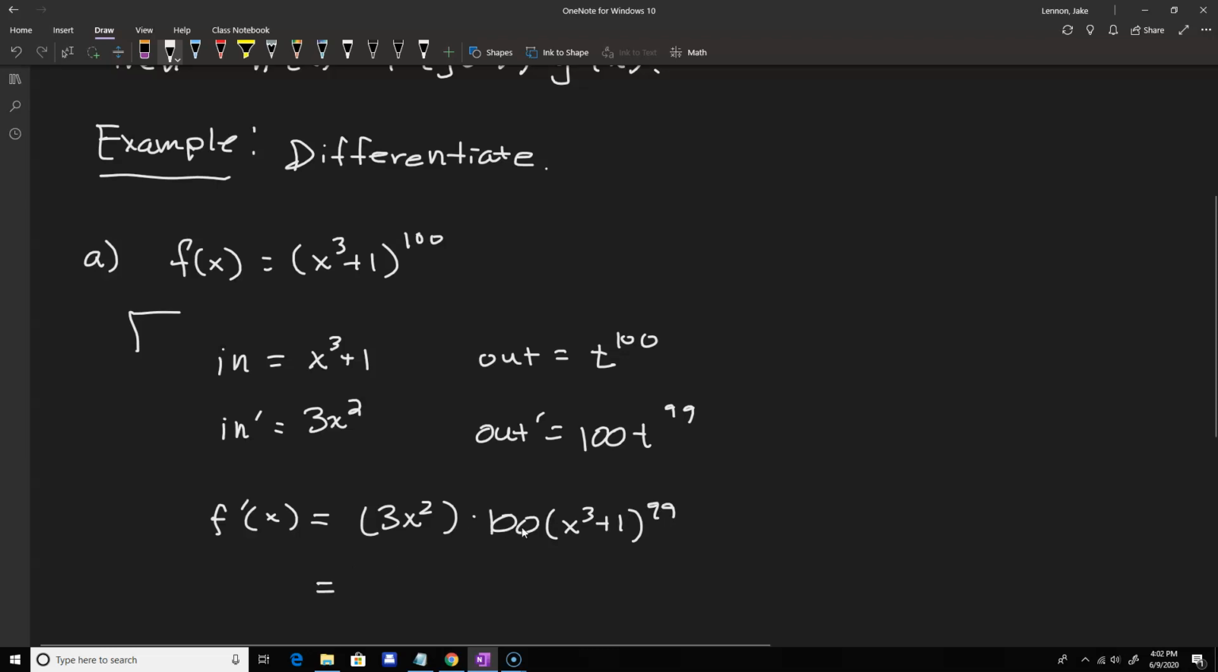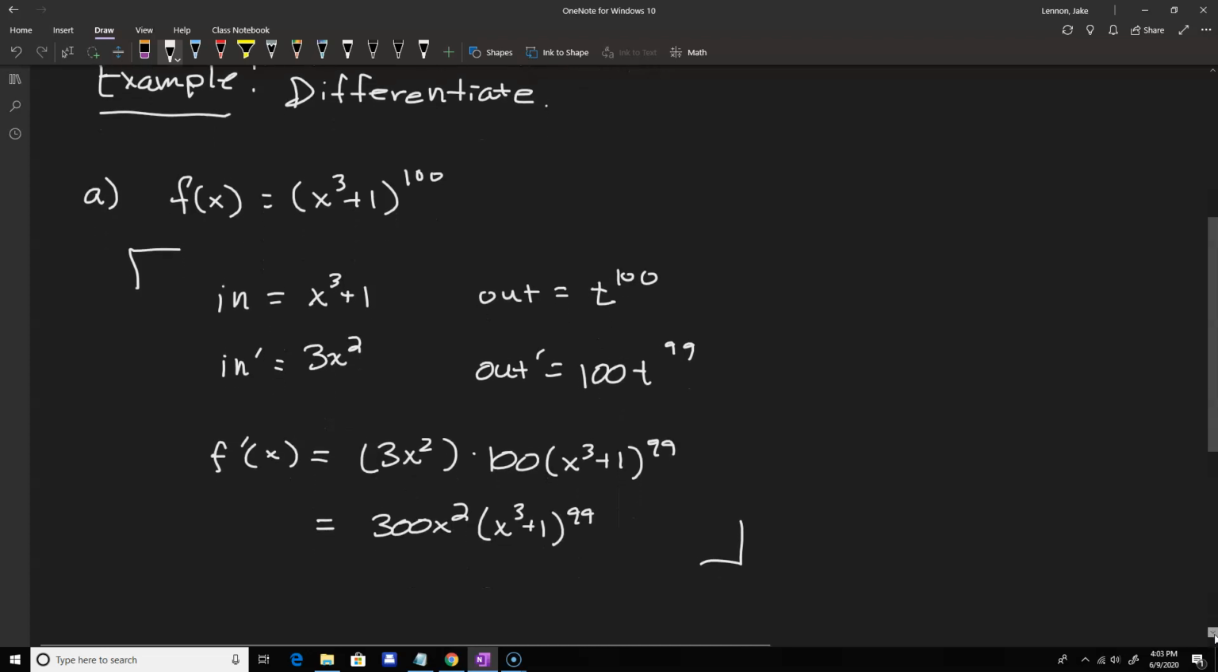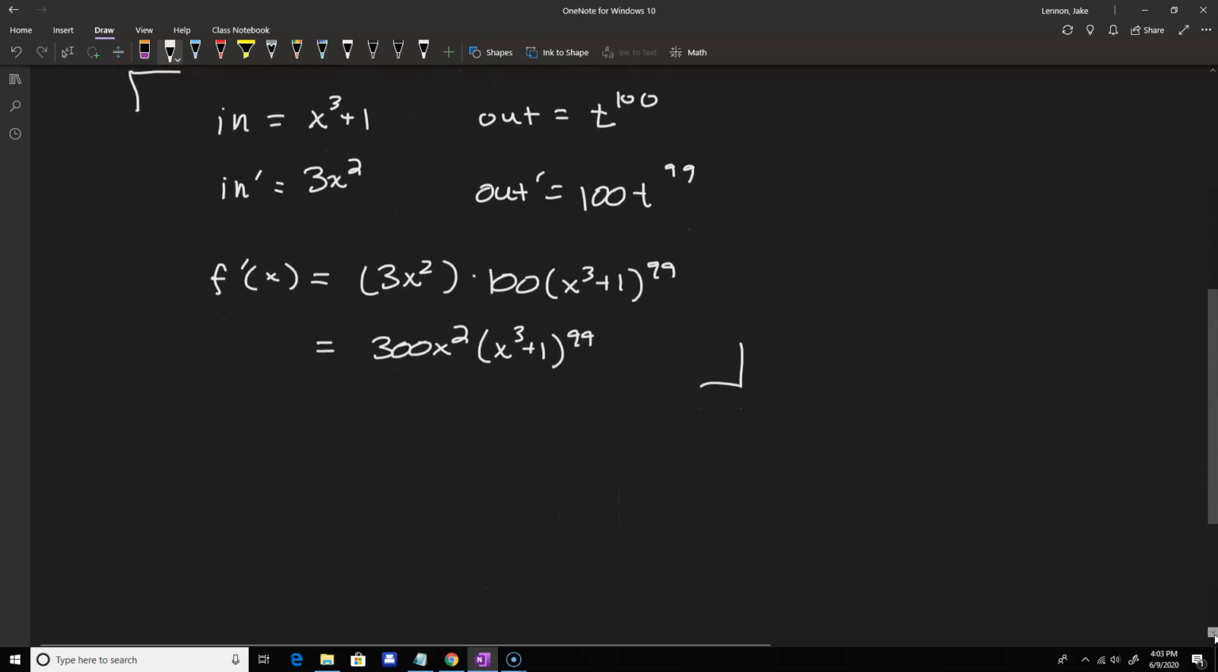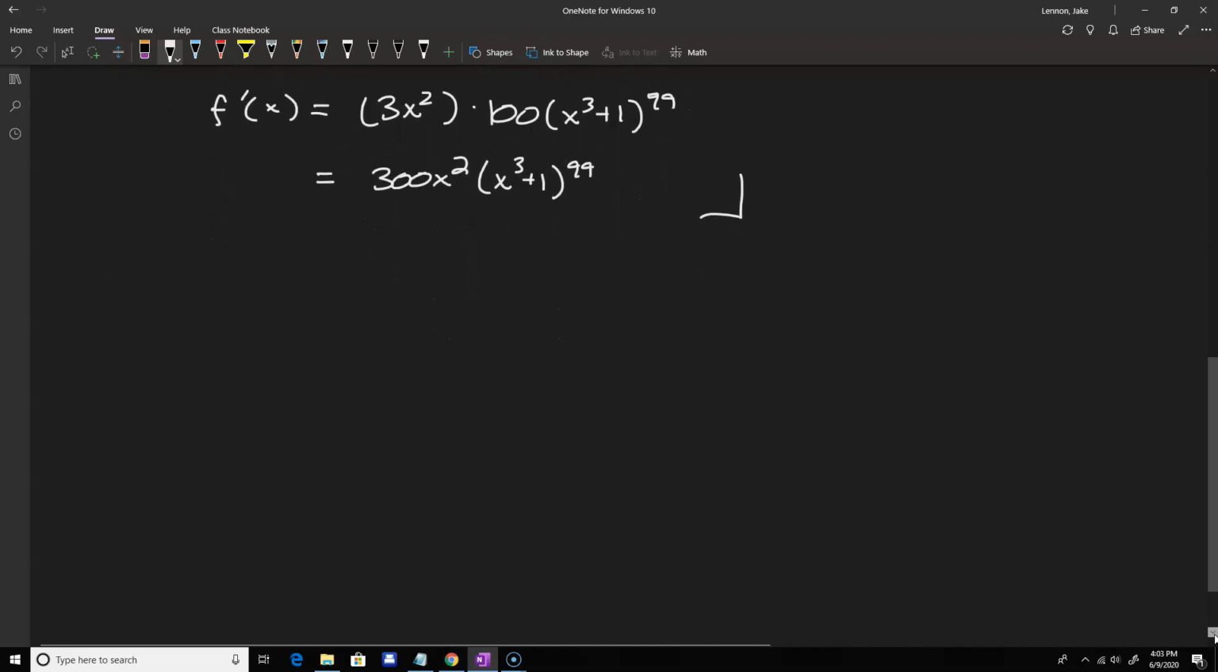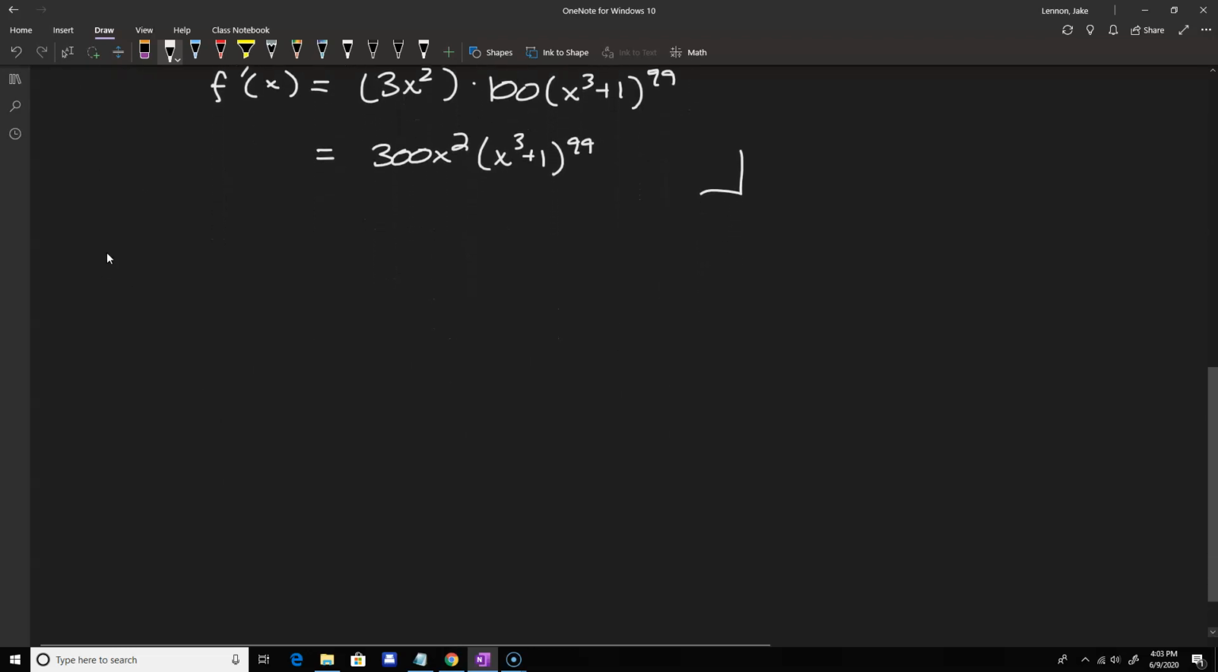And then simplifying it, we can multiply the 100 with the 3x squared because they're not raised to something more complicated. So we get 300x squared times x cubed plus 1 raised to the 99th power. And that is how we find the derivative of part A there. Okay, let's go ahead and look at another one. Again, once you get used to the setup, these get easier and easier. You just have to recognize what's being plugged in, so how to decompose the functions, and remember our shortcut rules.